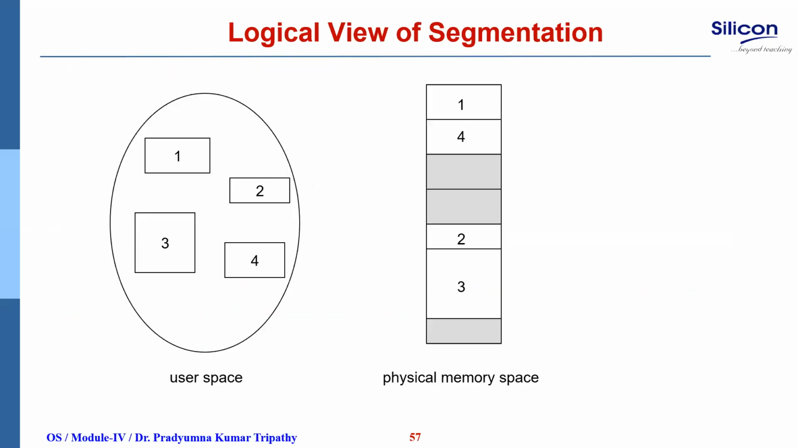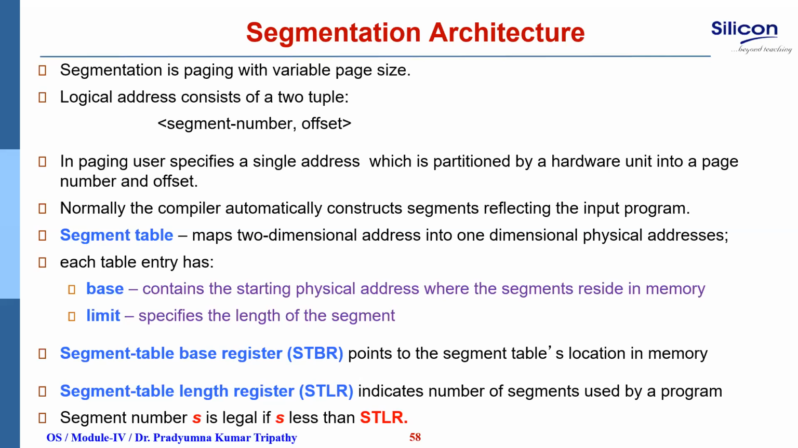So in this case, the processor generates an address which has two parts, segment number and offset. In the paging technique, the processor generates an address which has page number and offset. Here in segmentation, the processor generates an address which has two parts, segment number and offset. The segment number is searched in a table called the segment map table. Like in paging you have a page map table, now you will also have a segment map table, which will be searched.